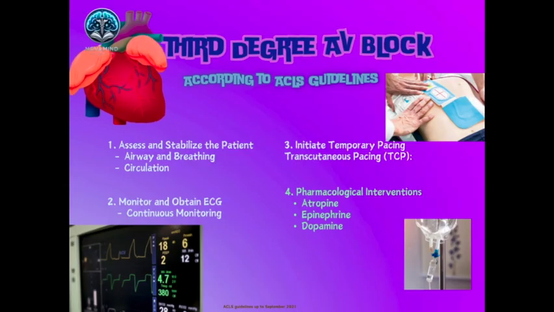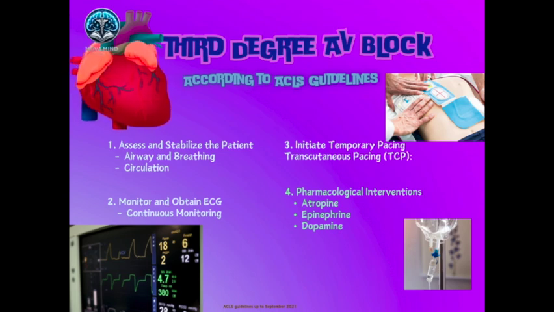Treatment of third degree AV block according to ACLS guidelines. Third degree AV block, also known as complete heart block, is a serious cardiac condition where there is no electrical conduction between the atria and ventricles, leading to severe bradycardia and decreased cardiac output. According to Advanced Cardiac Life Support (ACLS) guidelines, the treatment for third-degree AV block involves following the steps.